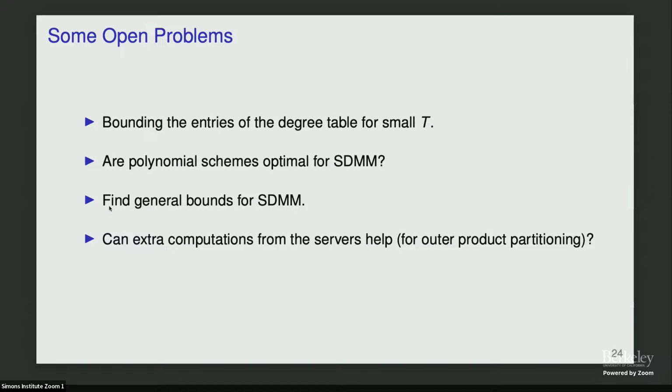General bounds. And this one: can extra computations help? Here we're just making the servers multiply and do nothing else. If they do something extra, can it help? I put this here because for inner product, we have work where we show that it can help. You can do things where you do some extra stuff and it helps out the whole system. But for outer product, what I talked about today is the best I know. I don't know how to do any better than what I showed you today.